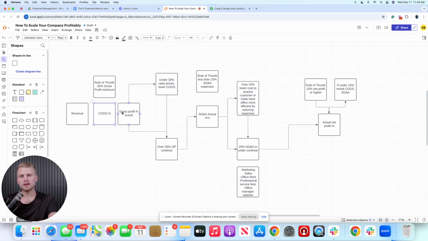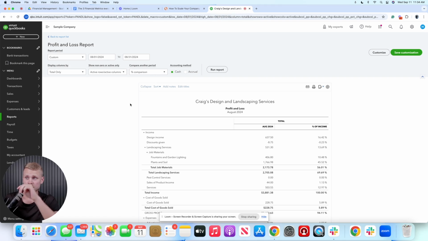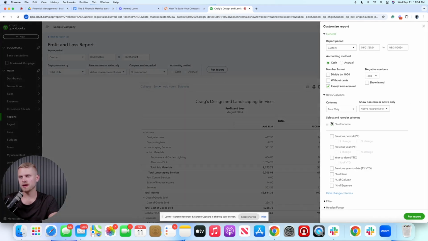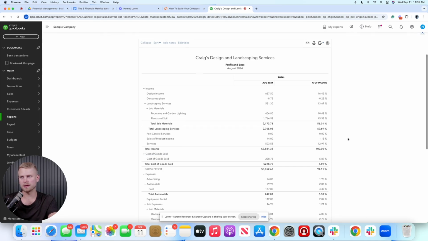So where do you find this on QuickBooks? I just pulled a sample QuickBooks account on here, so let's take a quick look at it. One of the things I did was add a customization, so I can look at my QuickBooks on a percentage of income, because again, we're talking about 30% gross profit, 20% SG&A, 10% net profit. That's why I'm setting this up this way. That was the only thing I changed, just so you know how to look at it if you're looking at your books.